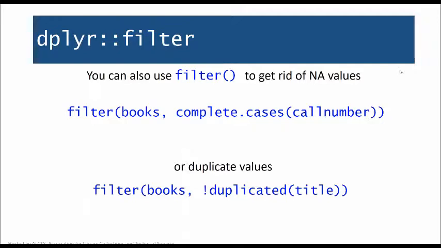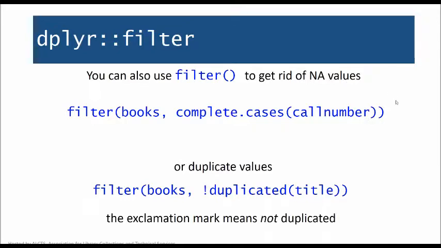You can do the same thing with duplicated. So here I'm saying filter books, but I want everything that is not duplicated. In other words, exclamation mark duplicated. So what that is doing is it's saying everything where duplicated equals false is going to be returned, and the rest is going to be filtered out. So yeah, again, the exclamation mark means not duplicated, false.